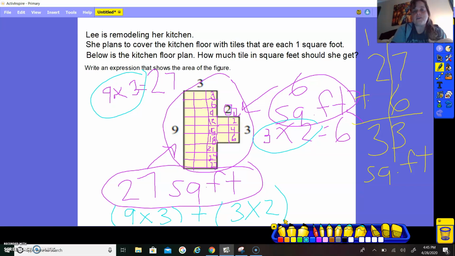So there you go, boys and girls. You're going to be doing this today on Splash Learn, the same type of activity where you're going to be identifying what expressions match the figure that you're given.